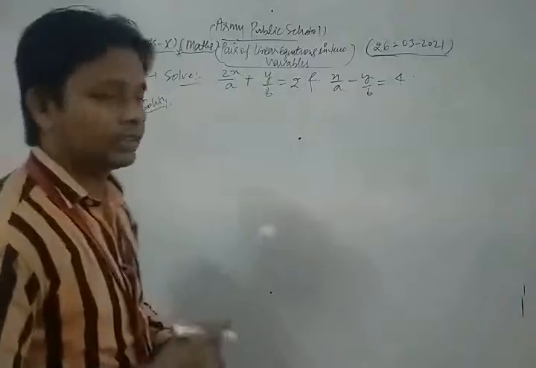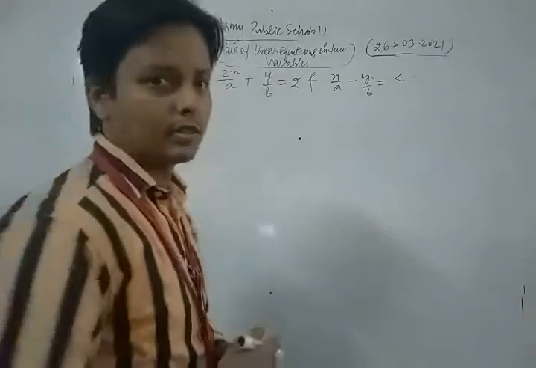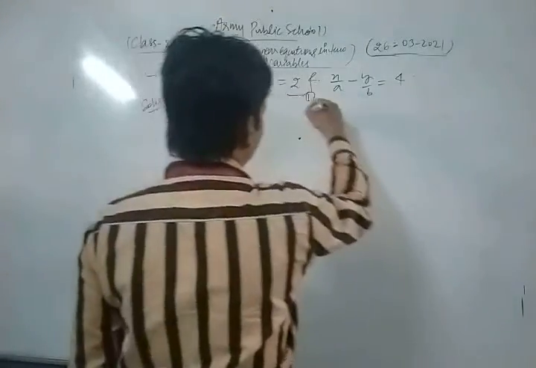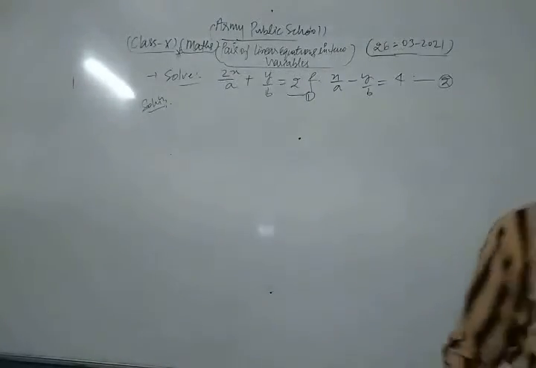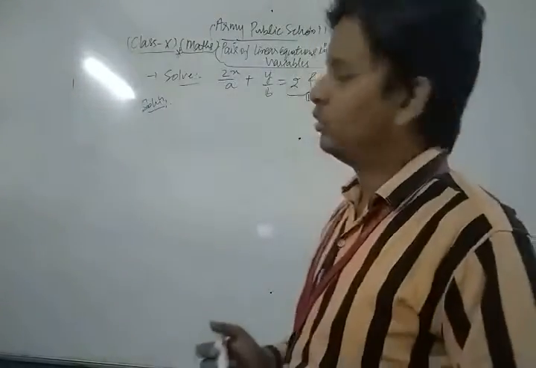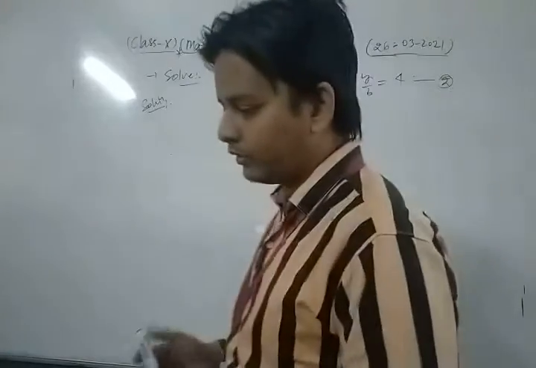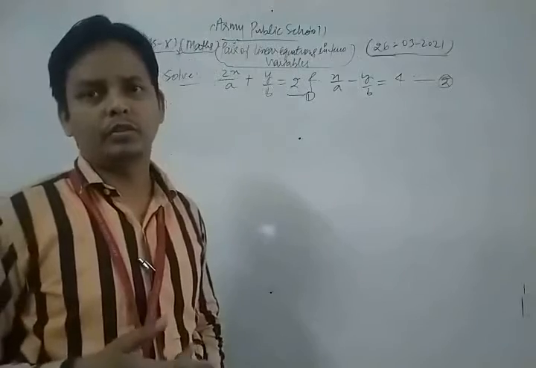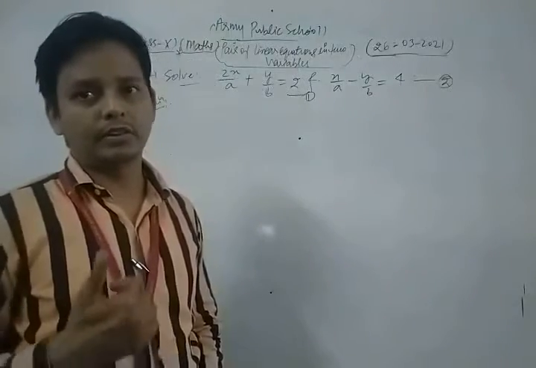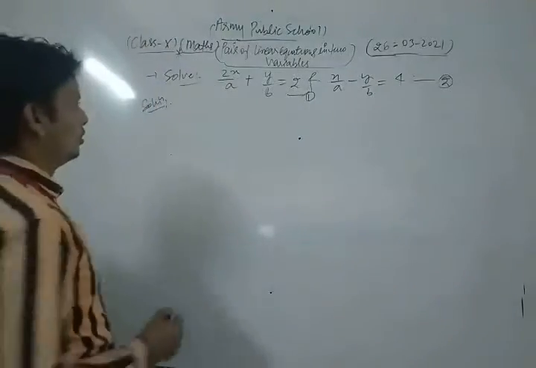First of all, we have two equations, and this is equation first, this is equation second. Now first of all, we find the value of the variable x or y from any equation. Then you put the value of that variable in another equation, and we simplify them. So let's see. So from equation 2.